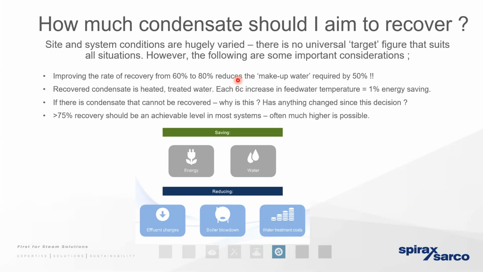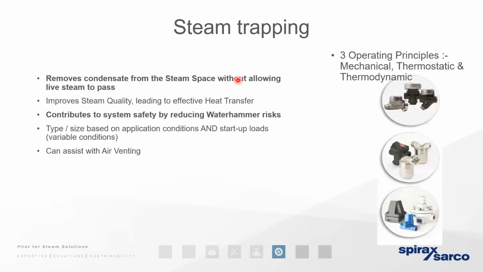And if we do find that we've got a temperature gauge that is hanging at quite a low point, 60 degrees or less, then it tells us we've got condensate going missing. And it gives us the opportunity to walk the plant and identify where those energy saving opportunities may be. So the point that separates the steam distribution network from the condensate return line is the steam trap itself.